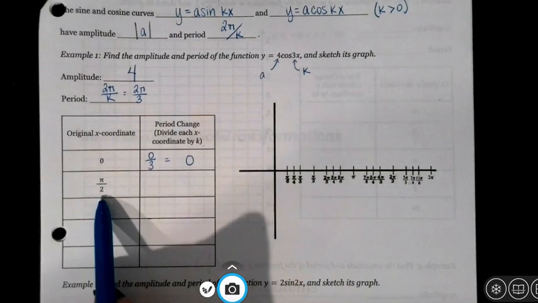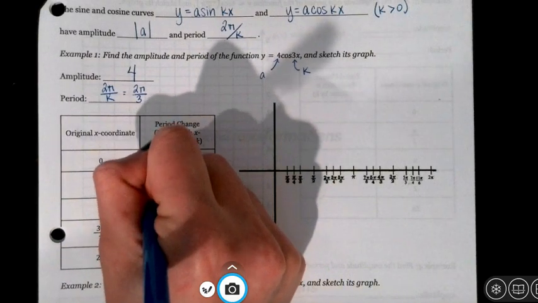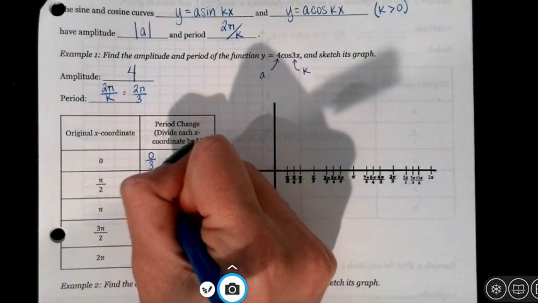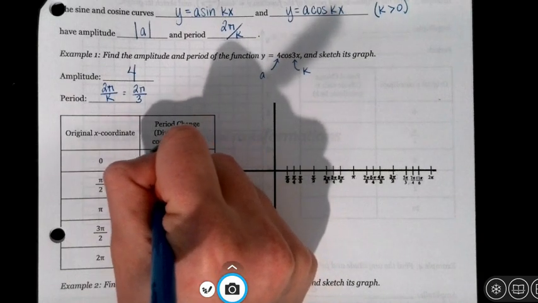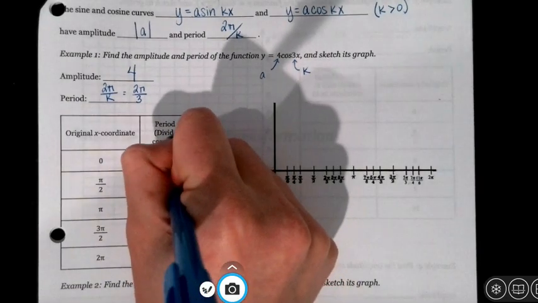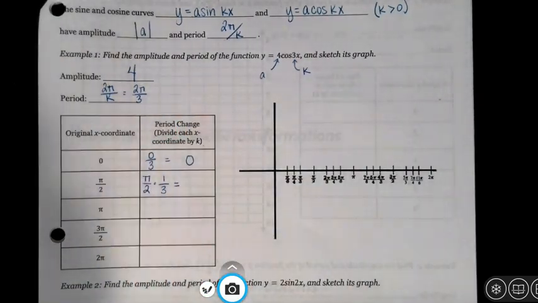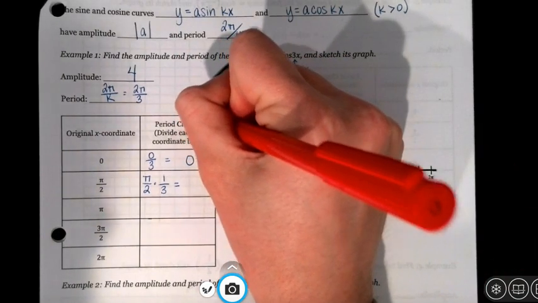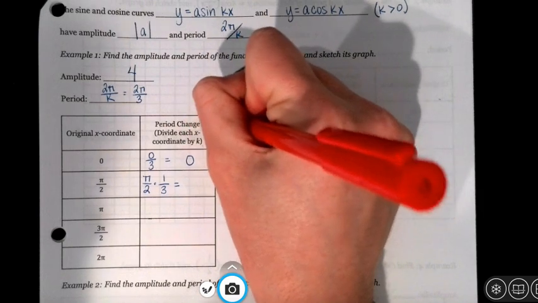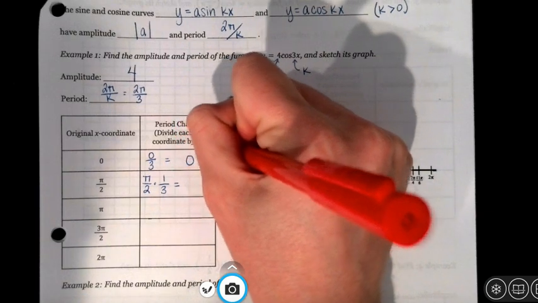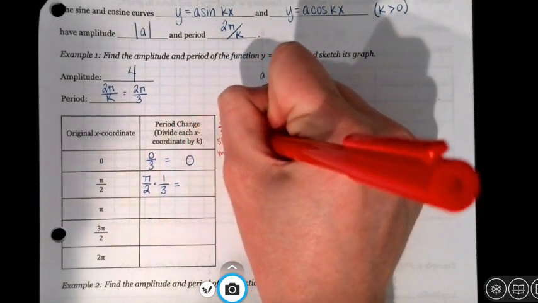Then I have pi over 2. So I take my pi over 2 and I want to divide by 3. Now, if I'm dividing by 3, that is the same as multiplying by the reciprocal. And the reciprocal of 3 is 1/3. So I'm going to write it like this because this is easier for me, and then I'll make a note in a different color pen so we can remember. So I'm going to say, dividing by 3 is the same as multiplying by 1/3.